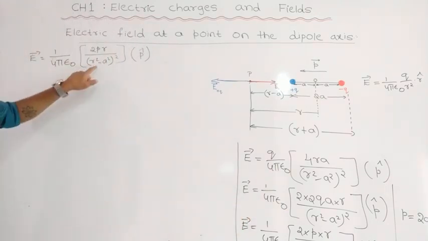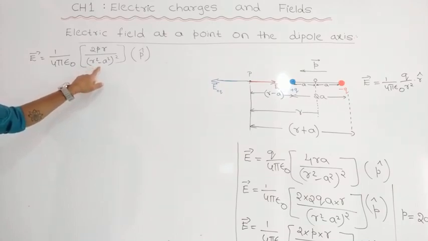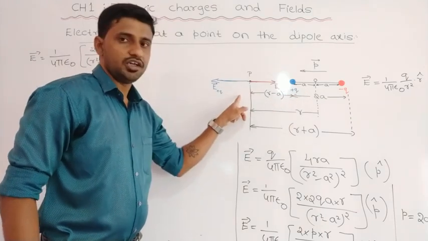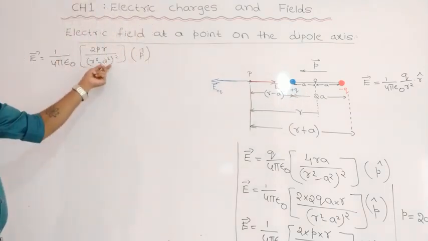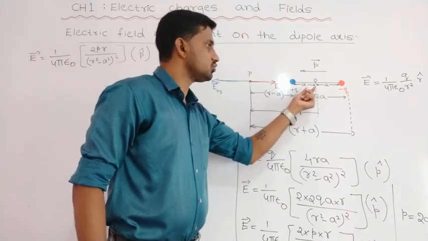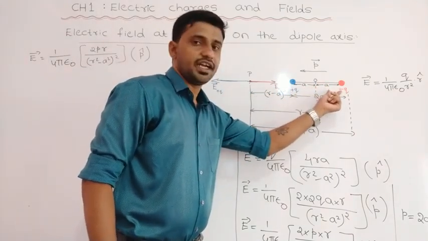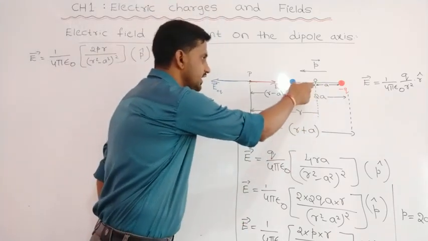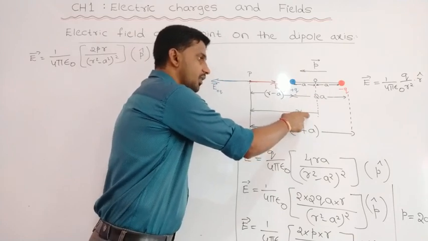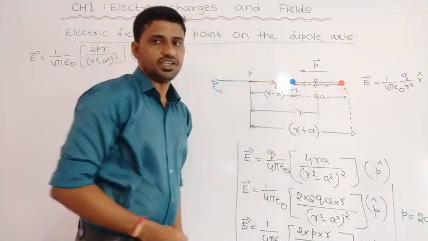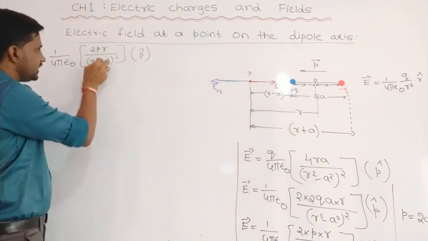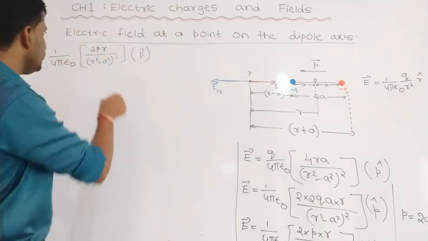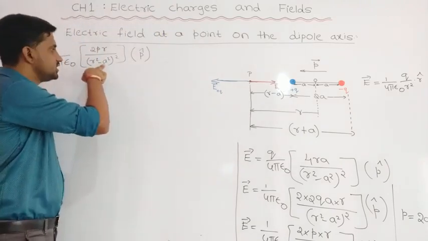So here, see the distance r. The distance r is the distance from the center of the dipole to the point P. And A is the distance from the positive charge to the center, and the distance from the negative charge to the center. If you observe, the distance r is much greater than the distance A. Then the term A in this equation is negligibly small, so I can neglect this term A in this equation.